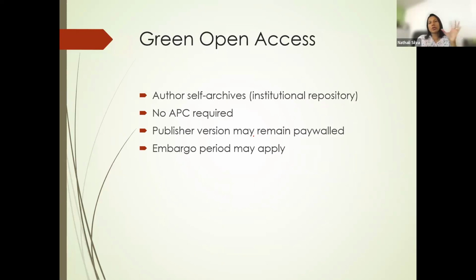So that's gold. Green open access means the author does not have to pay the article processing charge. The author needs to self-archive it, mostly at the institutional level, and they can make it available after an embargo period, which acts as the subscription model. So the publisher may say, okay, you can make it public after 1 year. Till then, you can keep it in the institutional repository.